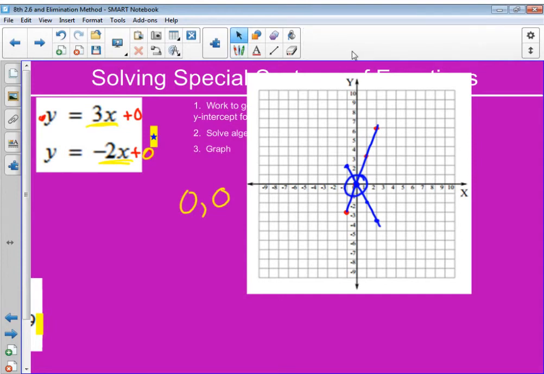So that's pretty much it for this part of the lesson. Working special equations, remembering when your slopes are the same, it's either an infinite solution if your y-intercepts are also the same, or it's a no solution if your y-intercepts are different. Good luck with this one.